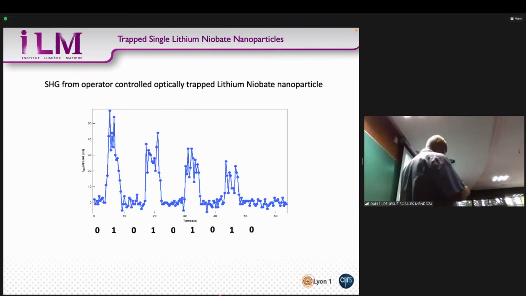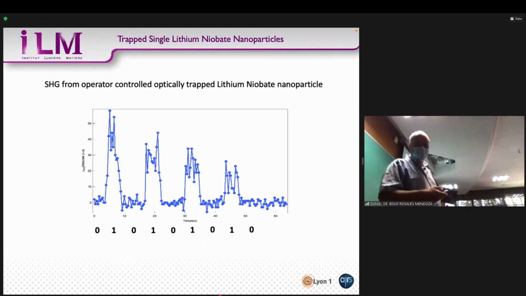And that's what we can do. Putting the particle in, out, in, out, in, out, in, out. And then we can write 0 and 1 by ourselves. Okay, it's a full control. This one I didn't say, it's no longer the 1 micron particle, it's a 45 nanometer lithium niobate particle. So we can really fully control the second harmonic from a 45 nanometer lithium niobate particle. So that's where we are, and we will further develop and build on this.